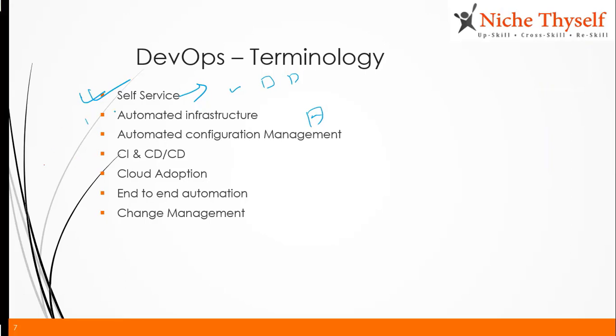Automated infrastructure, that is where Terraform comes. My infrastructure is also automated. I will create servers on the fly. I will destroy them on the fly based on the need. Automated configuration management, that is where we talk about Ansible.